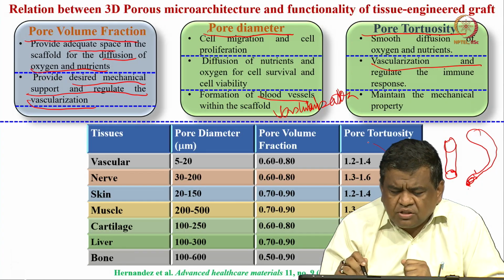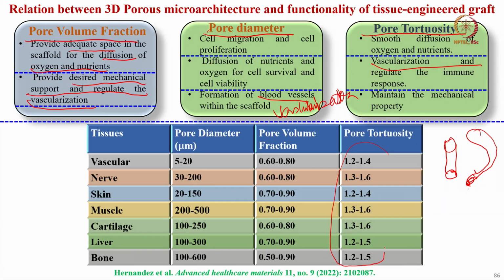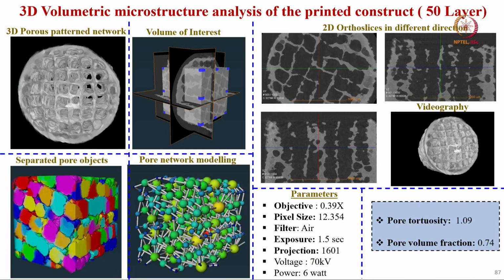This tortuosity value has been calculated using the standard formulation, and then we got this tortuosity for all the different natural tissues, which are reported in this Advanced Healthcare Materials 2022 paper. You can see this tortuosity value varies between 1.2 to 1.6. Pore volume fraction in all those tissues like vascular, nerve and all is somewhere around 0.6 to 0.8, and pore diameter varies between 5 to 20, or 30 to 200, or 100 to 600 micrometer.